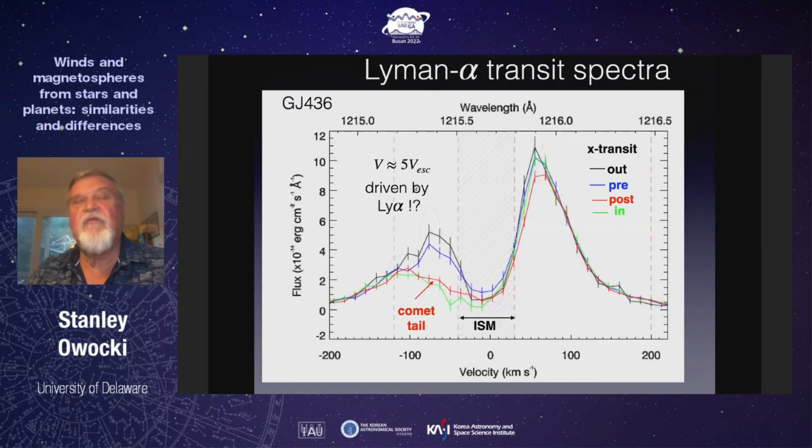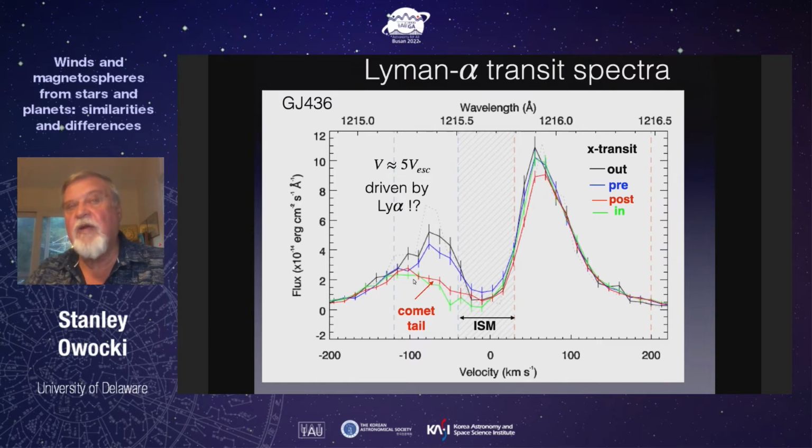But you can also get information about the outflow speed by looking at the Lyman alpha spectral line. Here's a plot of the spectral line at various times: out of transit, before transit, post-transit, and in transit. And the key thing here is that both the in-transit and post-transit have very strong absorption on the blue edge. You can't really get any information here because this is all interstellar medium absorption.